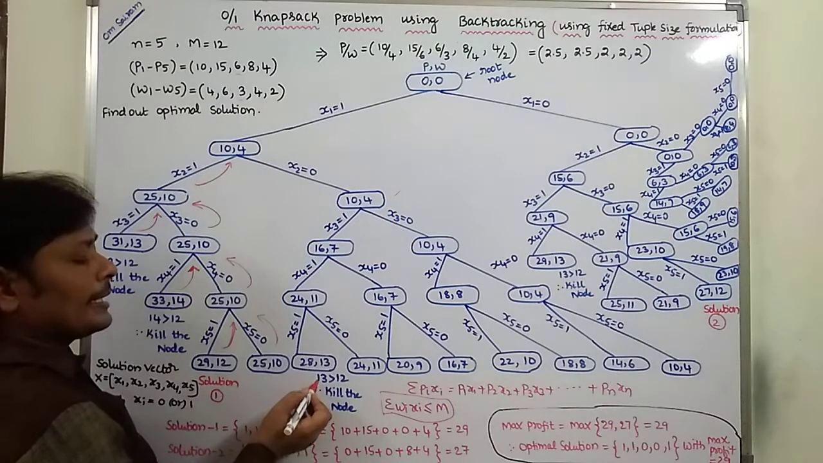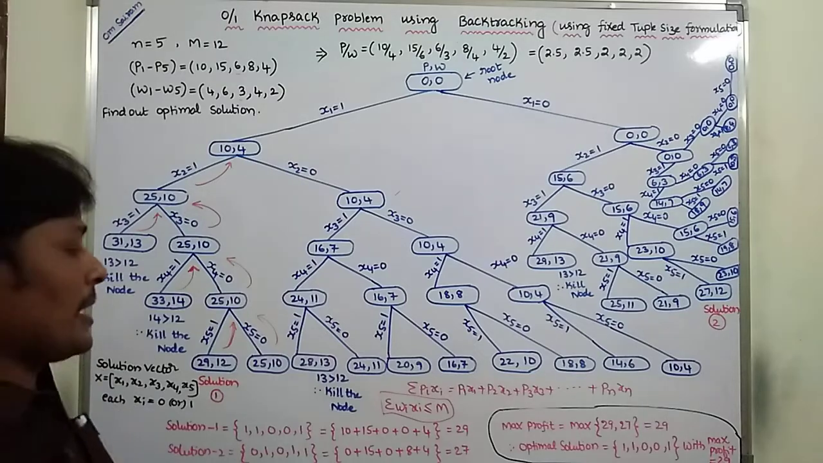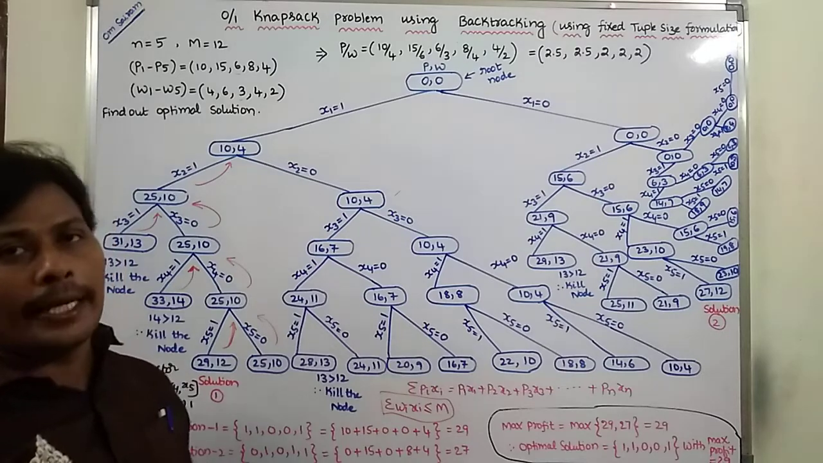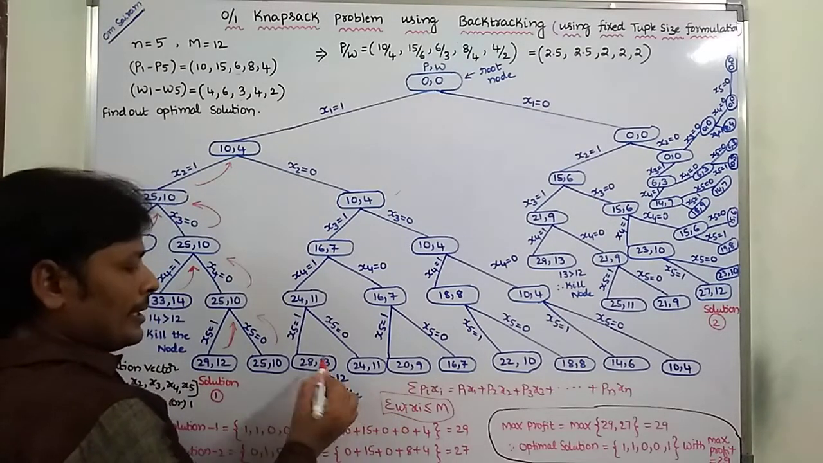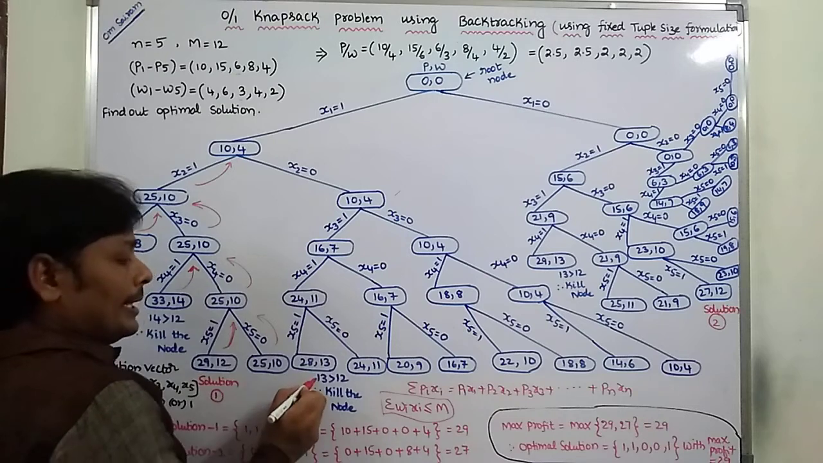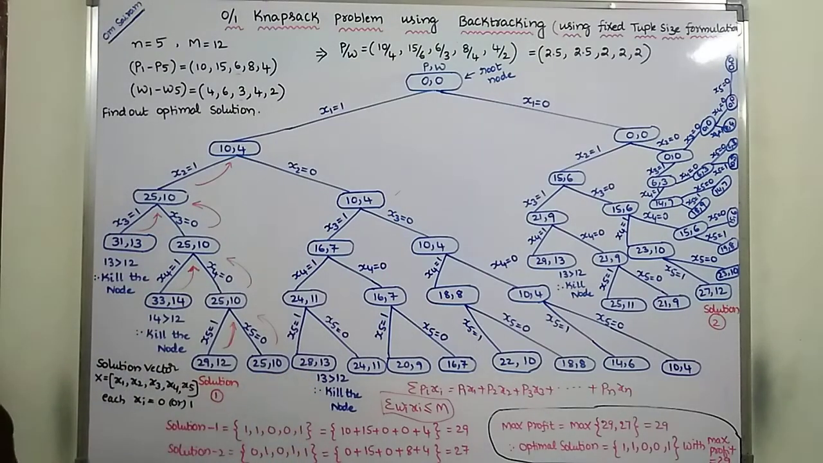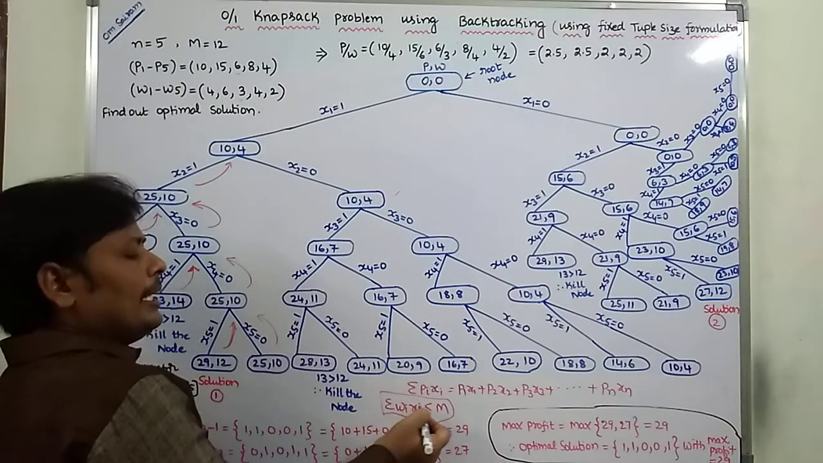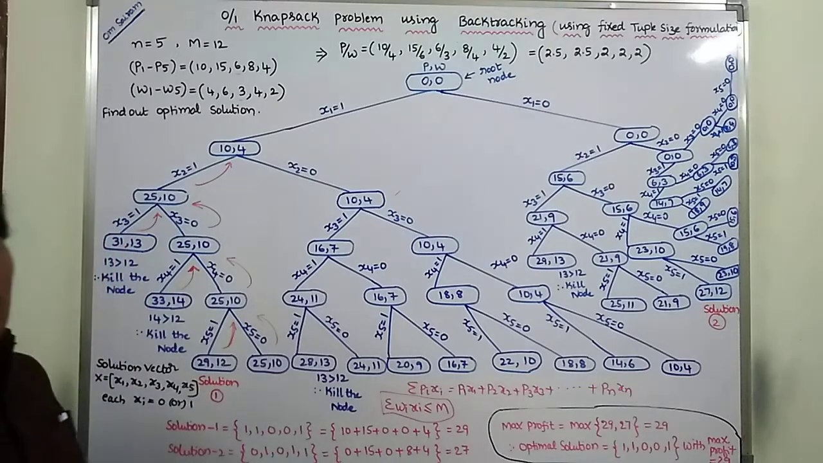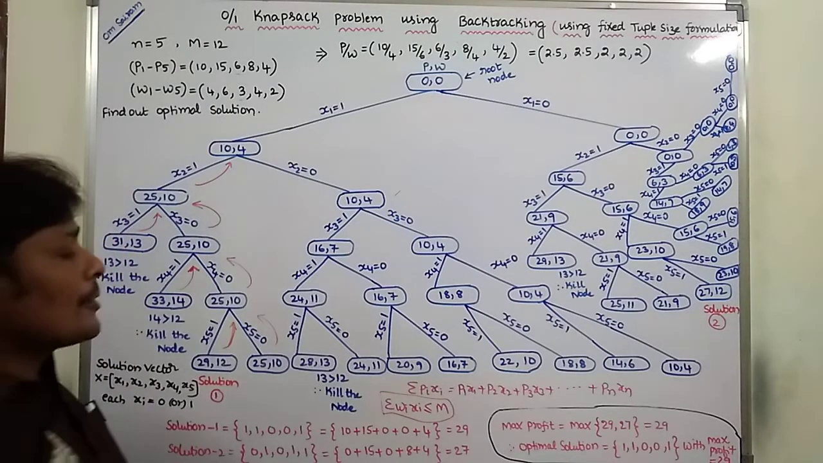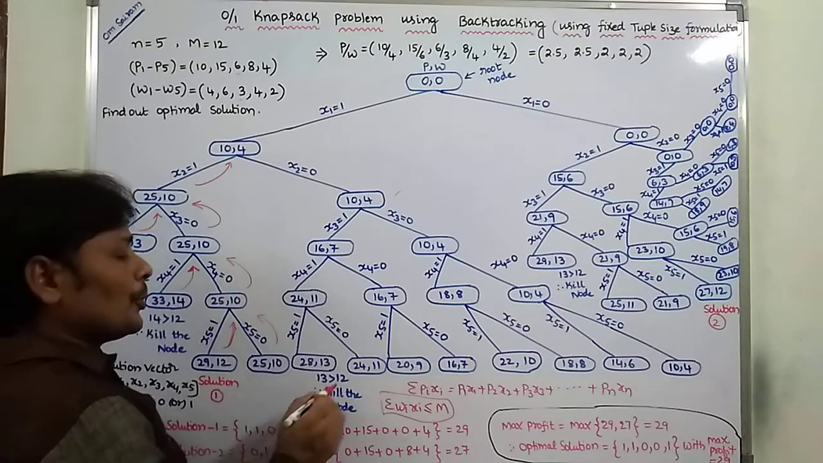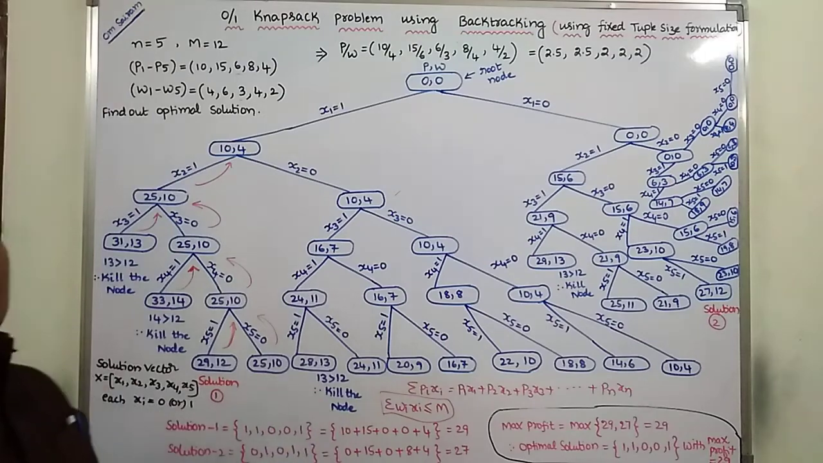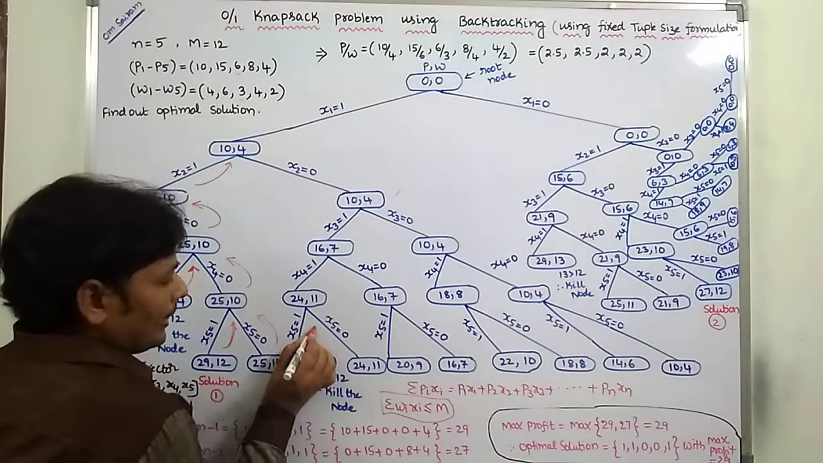So 13 is greater than the capacity of the knapsack, so it violates the property sigma wixi less than or equal to m. This value is 13 and this value is 12. 13 greater than 12, so it violates the property. 13 less than or equal to 12 is false. So we apply the bounding function and kill that node. There is no possibility of extending that node. Again we have to backtrack.